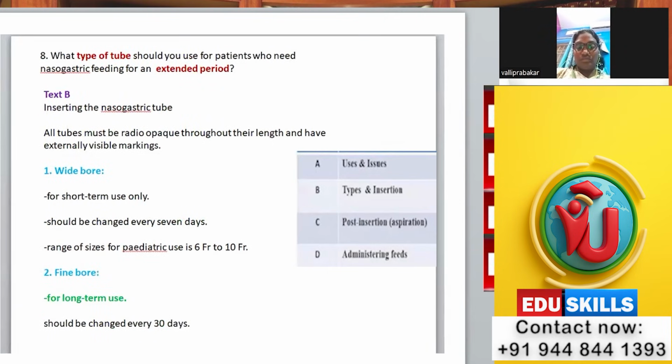Then next question. What type of tube should you use for patients who need nasogastric feeding for an extended period? Here also the keywords are type of tube and extended period. Here we can go to the types, text B. In that they gave that fine bore for long term use. That long term is synonymous of extended period. So the answer is text B, in that long term use. That fine bore is the answer for question number 8.